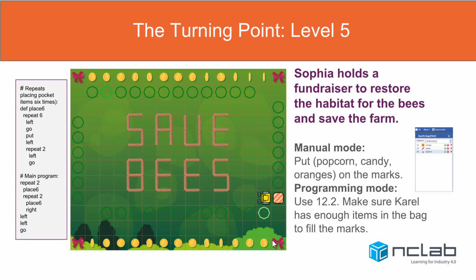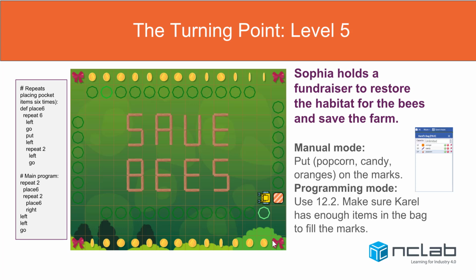So Sophia's going to hold a fundraiser and show a slideshow about the bees and sell popcorn and candy and oranges to raise money for the farm. This is taken from level 12.2 in the course. It's exactly the same maze.